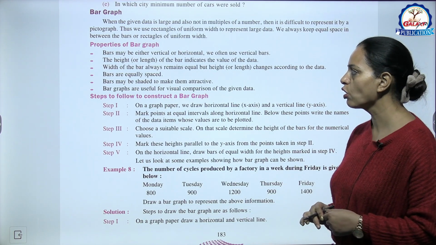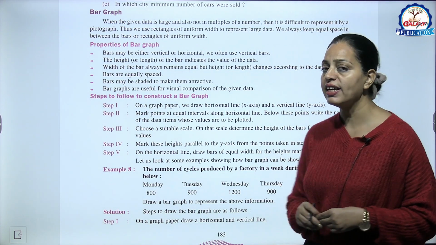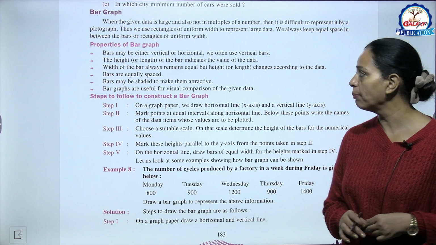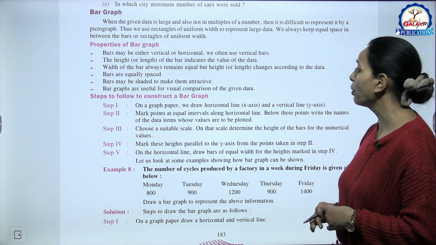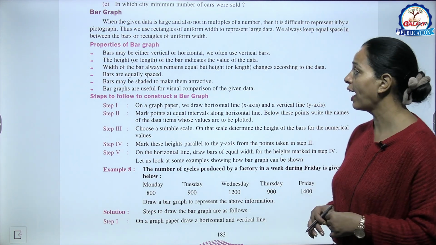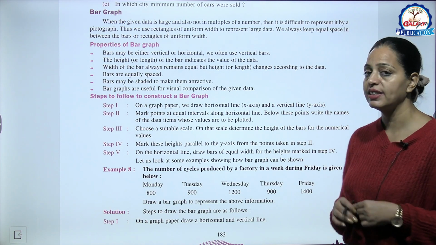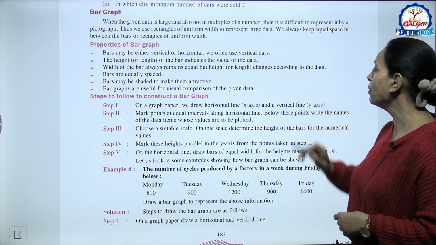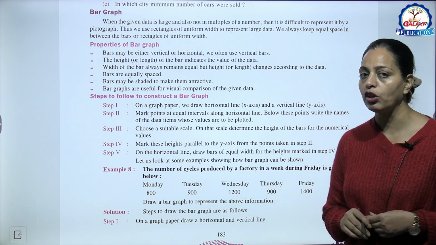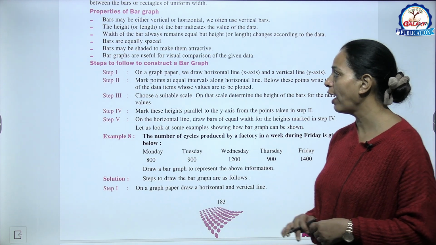Now the next we are talking about bar graph. When the given data is large and also not in multiples of a number, then it is difficult to represent it by a pictograph. Thus we use rectangles of uniform width to represent large data. We always keep equal space in between the bars or rectangles of uniform width. So see the properties of bar graph.